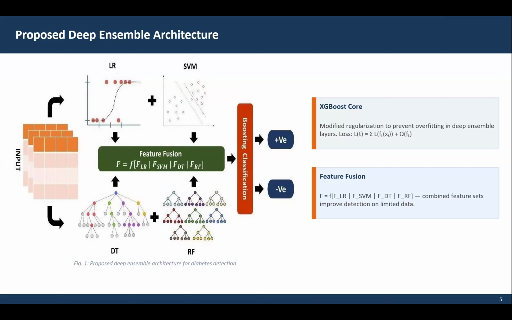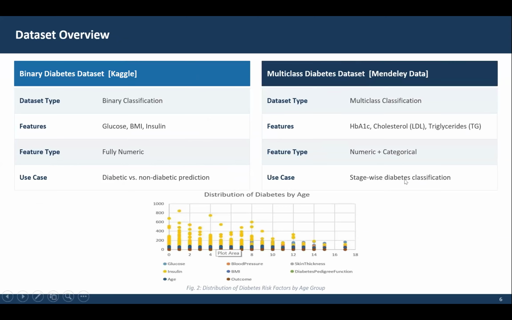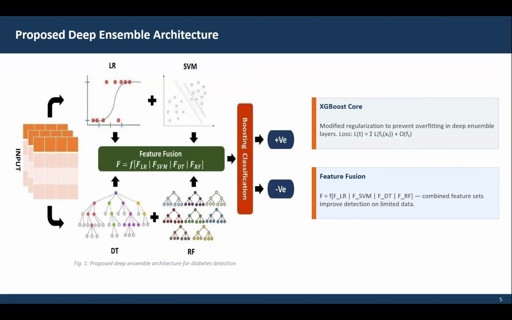This is the proposed deep learning ensemble architecture. In this slide, we present the whole architecture used in our paper. The process begins with data pre-processing, where missing values are handled. That is here in our input. We have taken two datasets. Instead of directly combining them with the prediction, we passed them through these four base models. These outputs are then passed to a feature fusion layer, that is this, where the information from all the models is combined into a unified feature space.